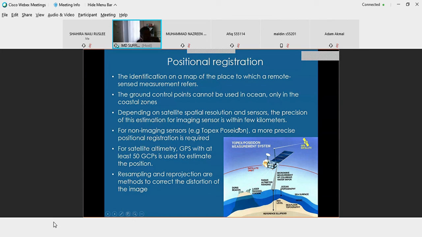For ocean color, the spatial resolution is very low, 1 kilometer, so we do not need a very accurate position. For a non-imaging sensor, like Topex Poseidon, a more precise positional registration is required.